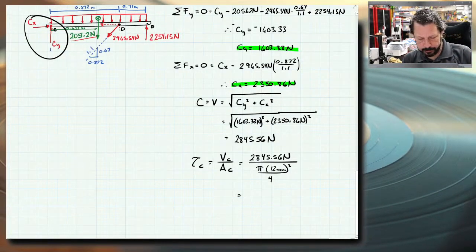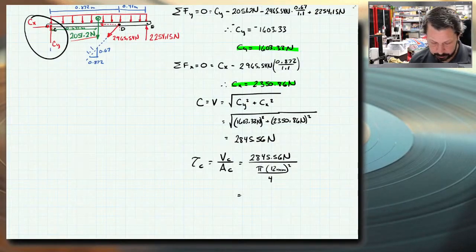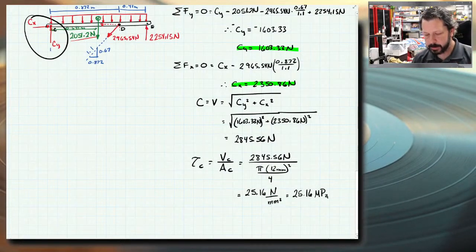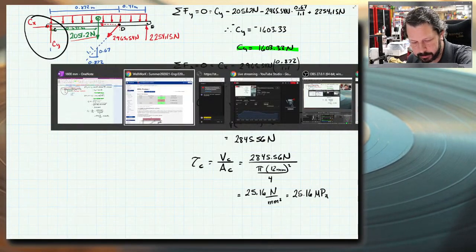So 2845.56 divided by, actually I'm going to do it the other way. Let's do 12 squared times pi divided by 4. And then 2845.56 divided by that answer. Oh, that's actually kind of high. 25.16 newtons per millimeter squared, which is 25.16 megapascals. So it's not terribly high, but let's look at material properties again.